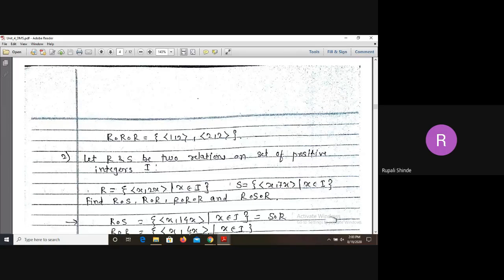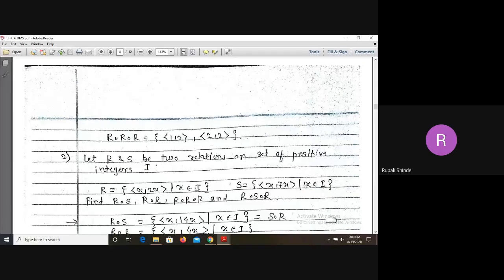Did you understand what was done? Yes, ma'am. You have to write relation R 2 times, and the second element of the first ordered pair is 2x. That's why for the second ordered pair you have to multiply that ordered pair by 2. So 2x comma 4x. So 2x will get cancelled. You will get the answer as x comma 4x. So likewise find the values for R composition R composition R and R composition S composition R.